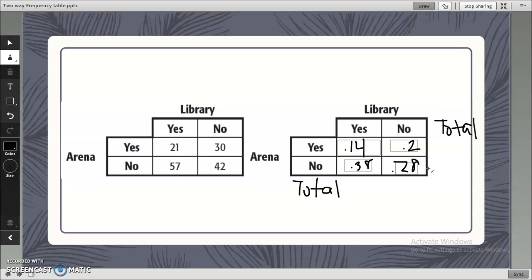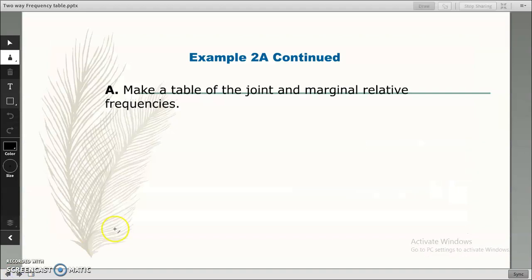So 0.14 plus 0.2 gives me 0.34. 0.38 plus 0.28 gives me 0.66. And 0.14 plus 0.38 gives me 0.52. And 0.2 plus 0.28 gives me 0.48. Then I want to find the total, so I'm going to add this together, and it gives me 1. And I add this together, it gives me 1, so I know that I did it correctly.